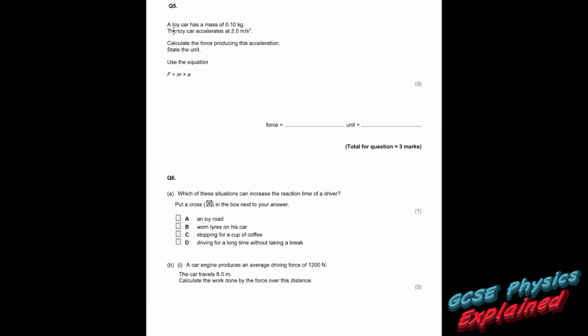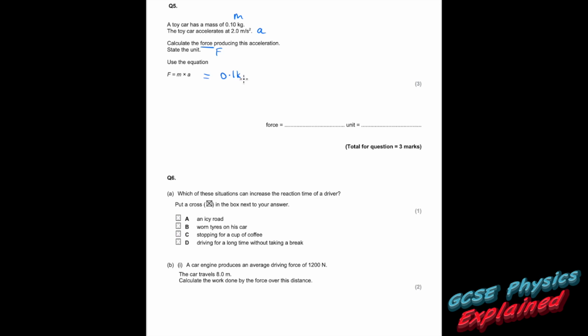Question 5. A toy has a mass of 0.1 kilograms. The toy accelerates at 2 meters per second squared. Calculate the force producing this acceleration and use the equation. Now you'll notice it's the same questions coming up again and again. That's because I've taken all of these questions from different papers. So you can see they like to use the same questions each year.